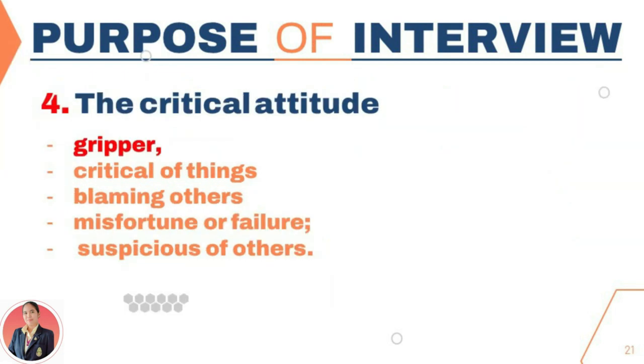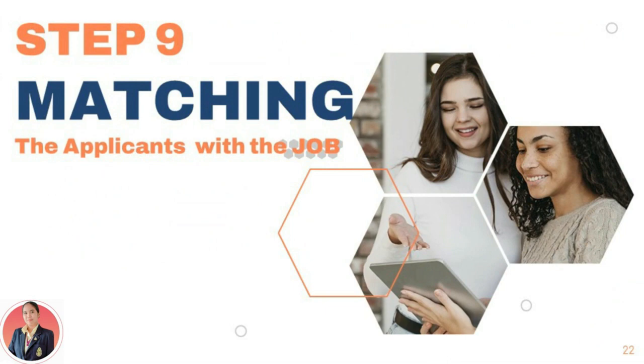Lastly, it is the critical attitude which may determine whether or not he is gripping, for example, critical of things around him, blaming others for his misfortune or failure, and suspicious of others. Step 9. Matching the applicant with the job.